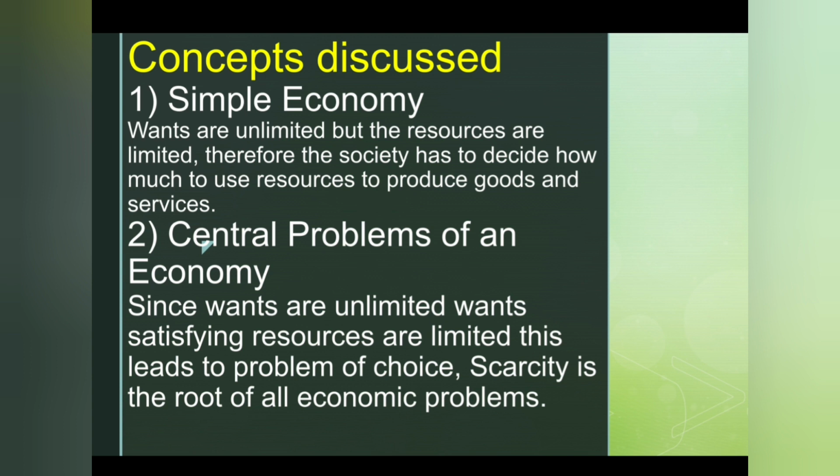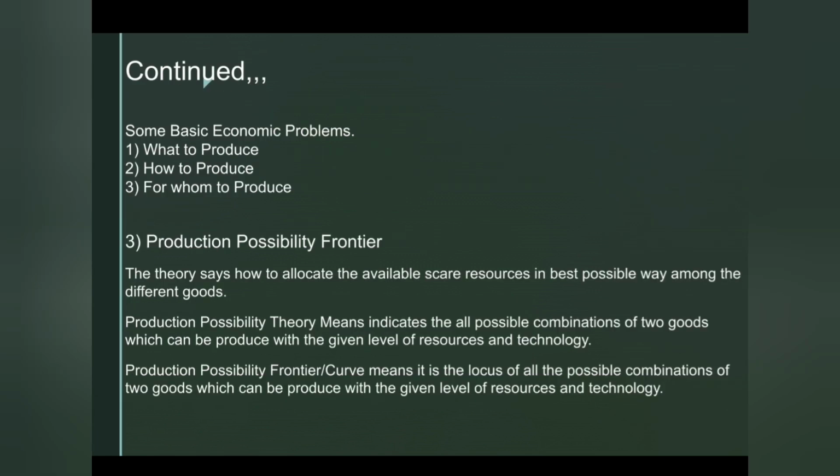The second concept which we have discussed is central problems of an economy. In this we have understood that since wants are unlimited and the resources satisfying wants are limited, this leads to the problem of choice. So scarcity is the root of all the problems of choice. Some basic economic problems are what to produce, how to produce, for whom to produce. This is what we have discussed in the problems of an economy.